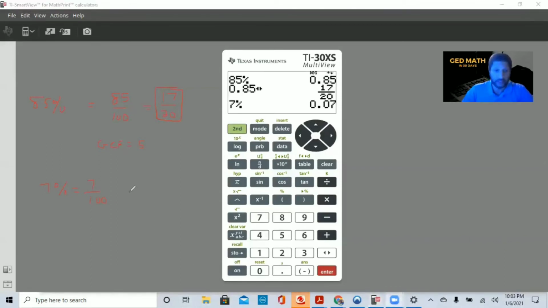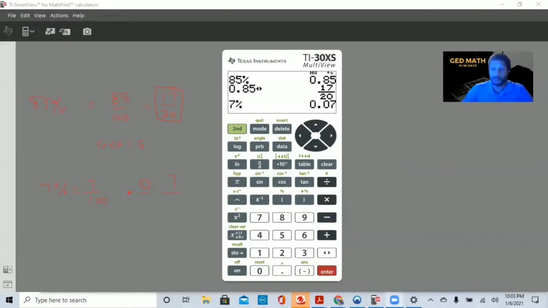Let's make sure we understand that. So remember, 7 over 100, we have our decimal, and then we have our tenths, and then we have our hundredths. So how many hundredths do we have? We have 7 hundredths. How many tenths do we have? 0. That's why 7 hundredths is 0.07. A lot of people make that mistake in math, and they think it's 0.7. 0.7 would be 7 tenths, not 7 hundredths.